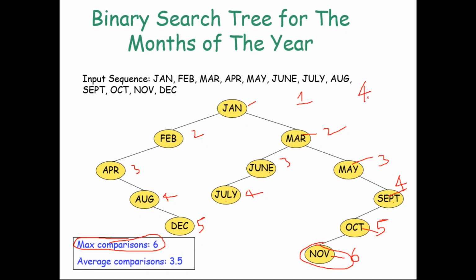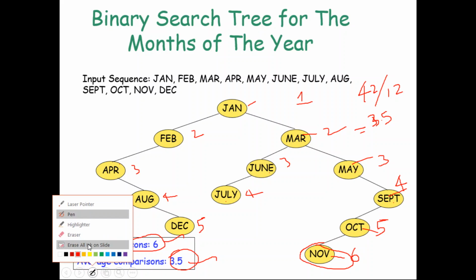42 divided by the number of nodes. The number of nodes is 12. So that is approximately equal to 3.5. So the average comparisons we got is 3.5 comparisons. So for this particular binary search tree, this is the maximum comparison required and this is the average comparisons required. Okay, fine.